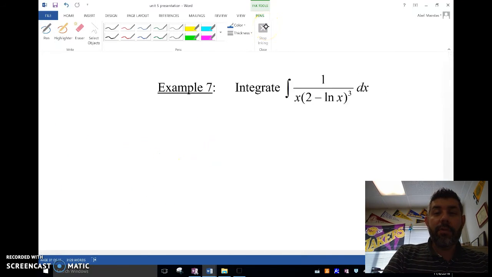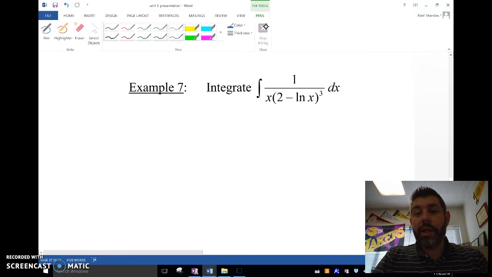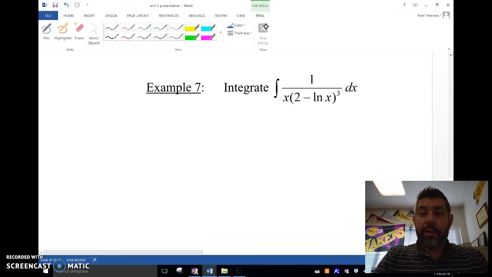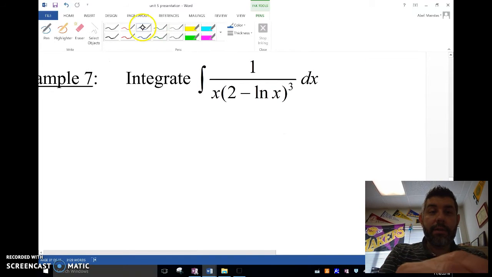Okay, let's take a look at another one here. I don't know if I can move this over all the way, and I think I'm going to be off the screen here. Let's see if I can zoom in. Do that. Okay.